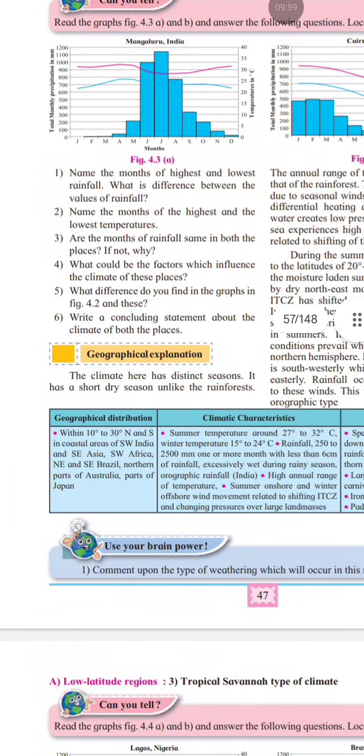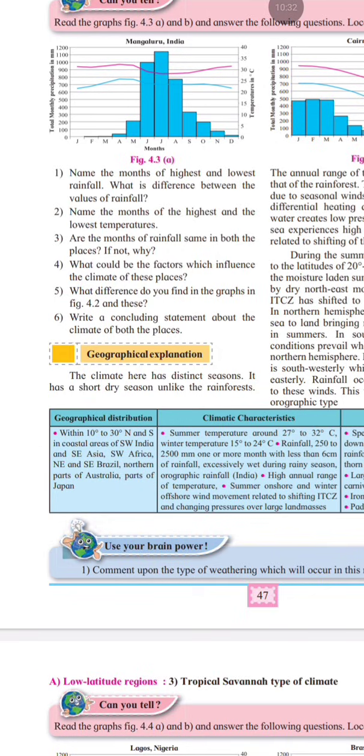Next question is: what could be the factors which influence the climate of these places? So, to see the major factor, Mangaluru lies in the northern hemisphere, while Cairns lies in the southern hemisphere. This is a major difference.